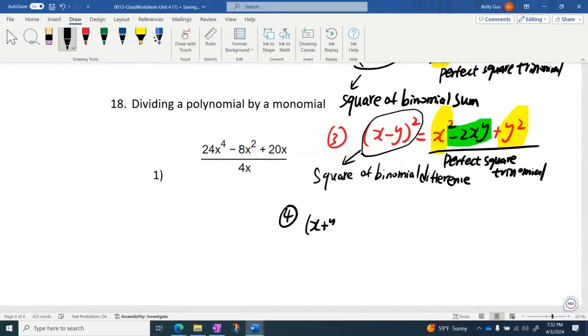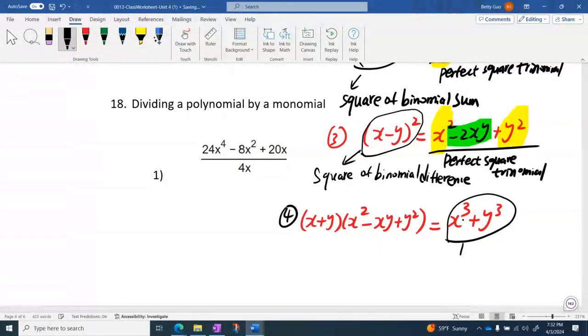Number 4 is x plus y, I'm going to use the red color, times x squared minus xy plus y squared. The result turns out to be the binomial x cubed plus y cubed. And we call this binomial the sum of two cubes. The two bases of the two cubes are x and y.